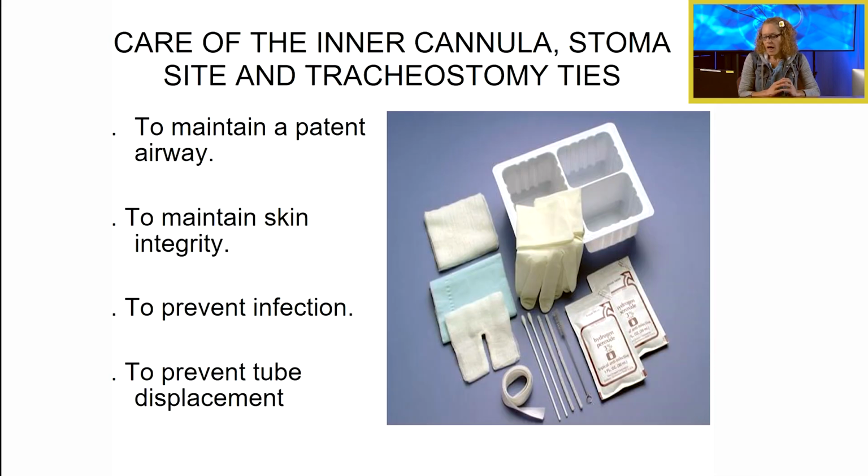And so the other type of care that we do in tracheostomy care is to clean the inner cannula, the stoma and the site, and to change the tracheostomy ties. So this is a trach care kit. This is, again, to help maintain a patent airway by removing that inner cannula, cleaning it sterilely, and then inserting it back in. And again, that's going to be a separate learning experience where you'll learn how to do the trach care. You'll practice doing the trach care in lab.